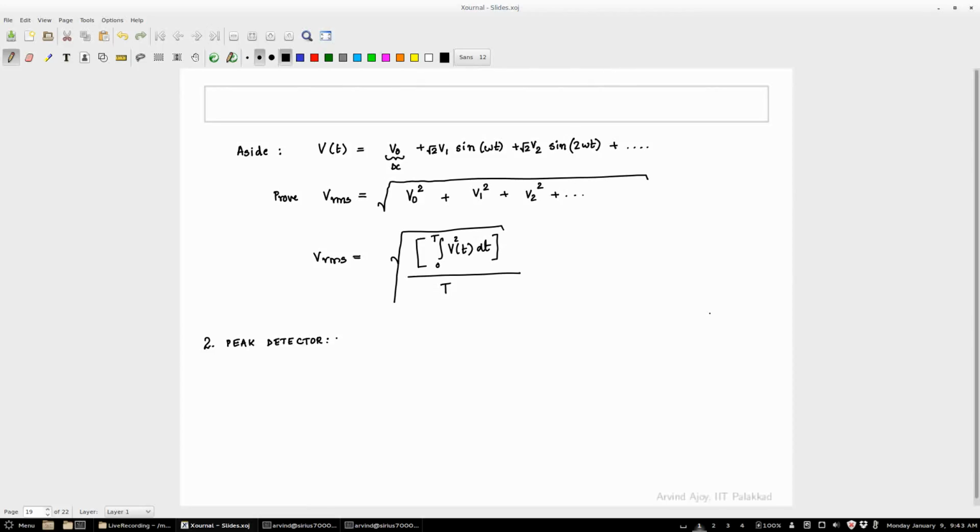Okay? All right. The next circuit we are going to do is called, so we'll come back to rectifiers. Meanwhile, today we will do some simple.